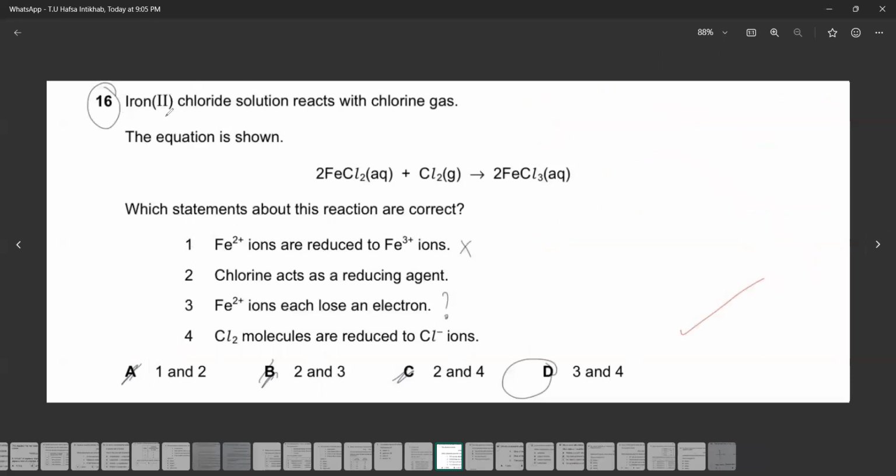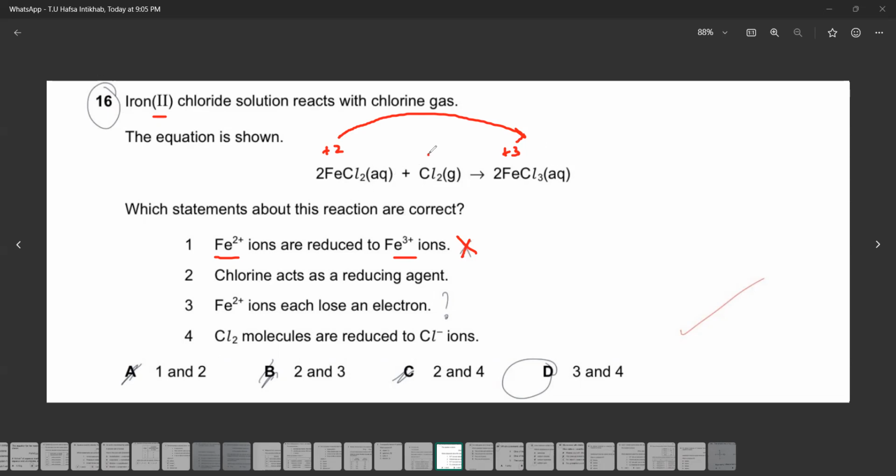In this question, iron(II) chloride solution reacts with chlorine. The equation is there. Which statements about this reaction are correct? First, regarding oxidation and reduction: iron +2 is reduced to iron +3. Actually, it's wrong, because this is iron +2 and this is iron +3, so it shows it is oxidized, not reduced. That's why this statement is not correct.